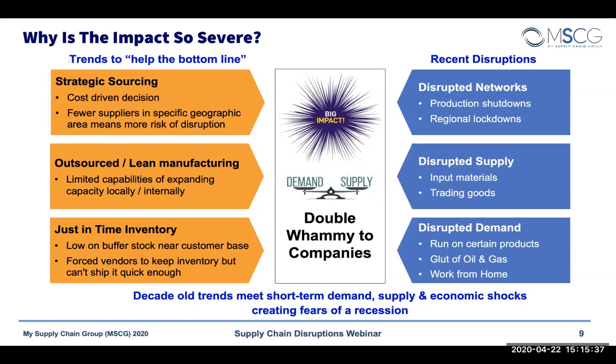And also there is a disruption of demand because of the lockdown. People are not able to go out and spend money. There is a run on certain products like masks and sanitizers and devices, but there is also a glut of oil and gas. But then there is a shortage of many other things that we are all experiencing. Toilet paper being just an example of the kind of severe shortages and empty shelves that many of us have seen in our grocery markets, for example. So essentially, these decades-old trends are meeting the short-term demand, supply, and economic shocks, and that is what's creating this fear of recession.